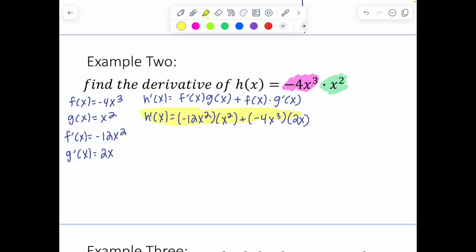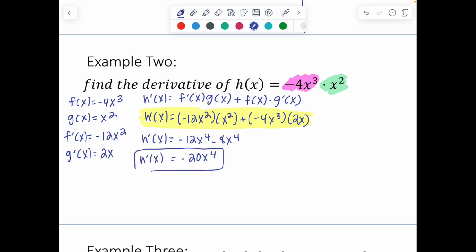Now I'm just going to simplify my answer so that it's easier to use if I need to use my derivative for something specifically, or if I need to plug something in. So this will be negative 12x to the 4th power minus 8x to the 4th power, and that's going to give us negative 20x to the 4th power. And so that is the derivative of h of x.